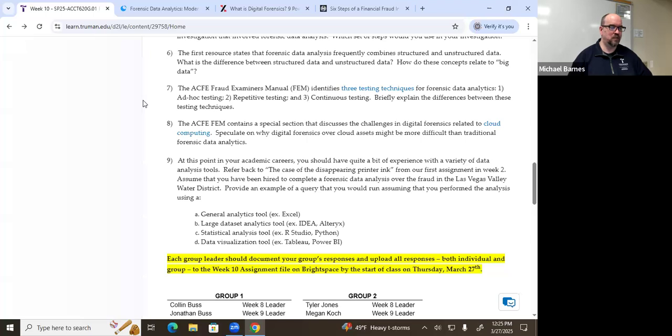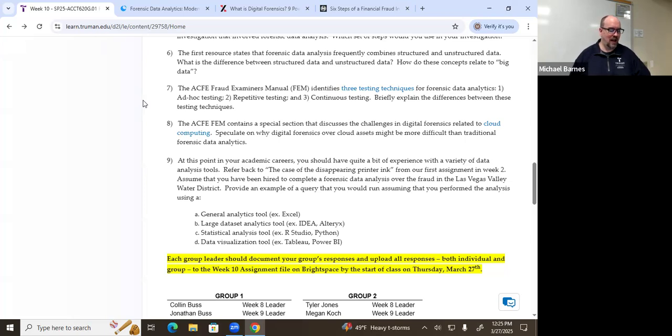Let's go back to the case of the disappearing printer ink from our assignment in week 2. You've been hired to complete a forensic data analysis over the fraud in Las Vegas Valley Water District. This is pretty open-ended. I want you to provide an example of a query you would run, assuming that you perform the analysis using, and then we're talking about all different ones, okay? So let's go into a little bit of depth here. I'm going to probably ask for a few of these for each of these.